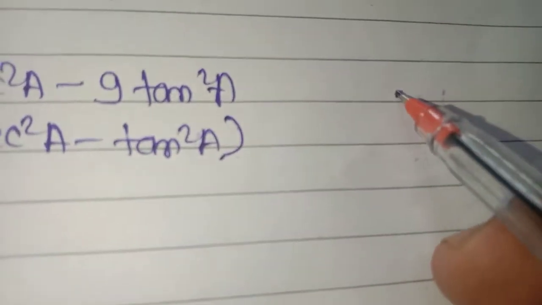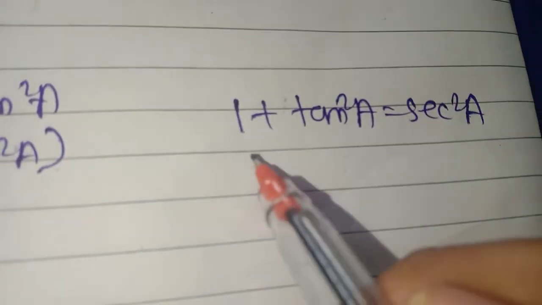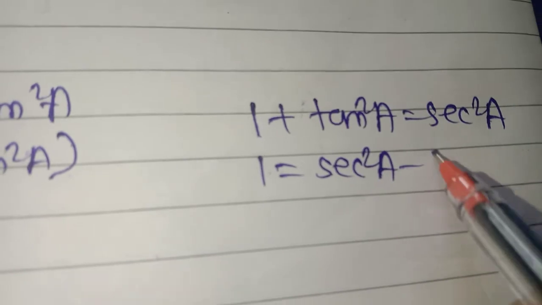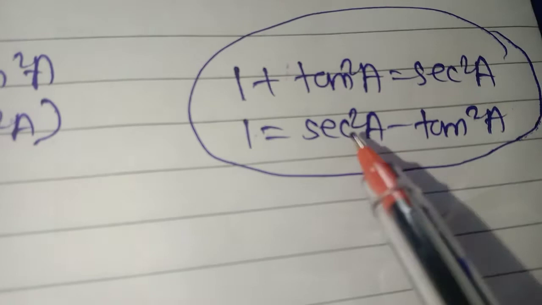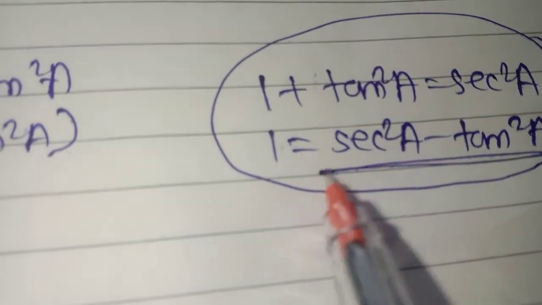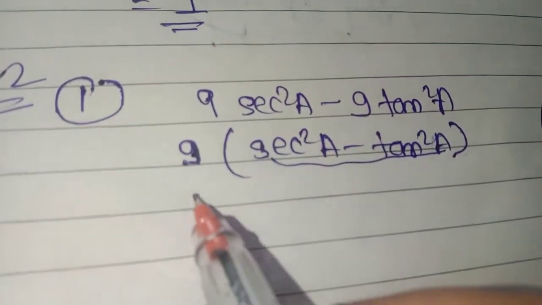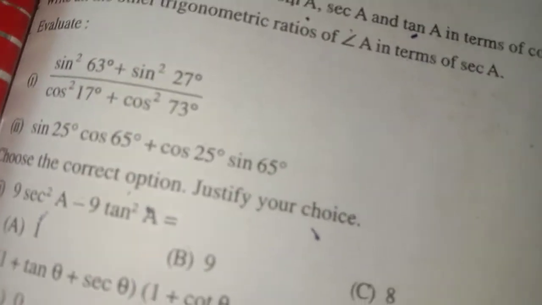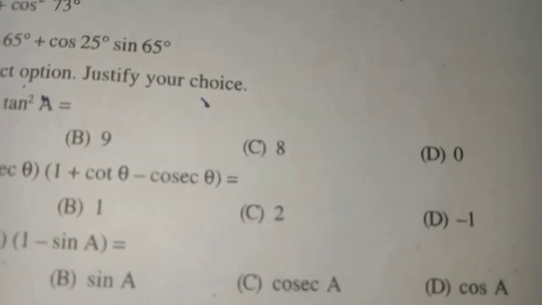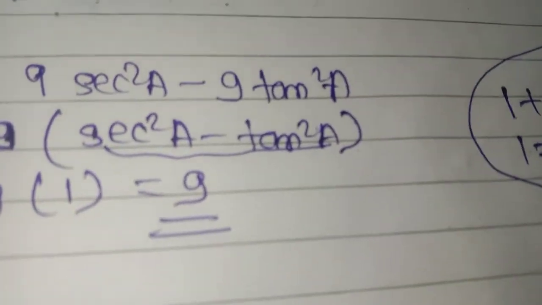You know that 1 plus tan square A is equal to sec square A. So 1 is equal to sec square A minus tan square A. See how, if we know the proper identity, you can visualize it very clearly. The value of sec square A minus tan square A will be 1 here. So this whole term will become 1. So it is 9 into 1, and that will be 9. You can see option B is there. Clear? So in this way, we have to solve the numericals. In my next segment, I will carry forward some more numericals for you.